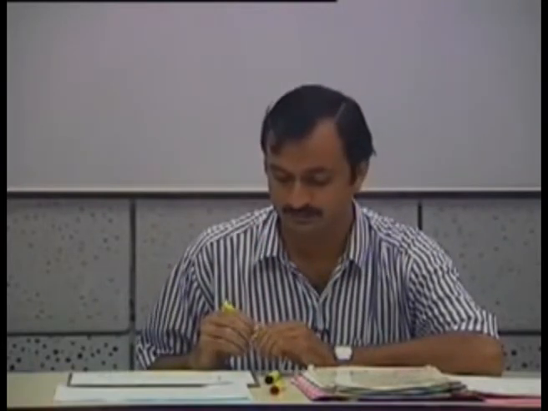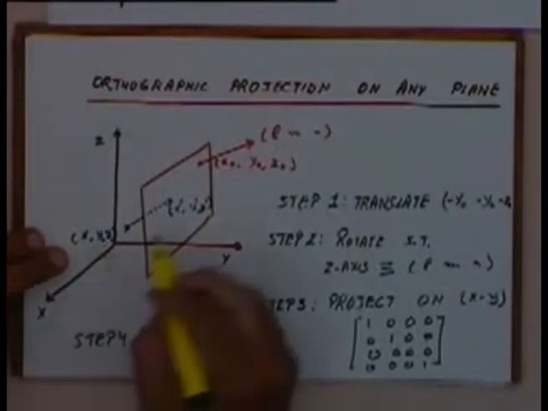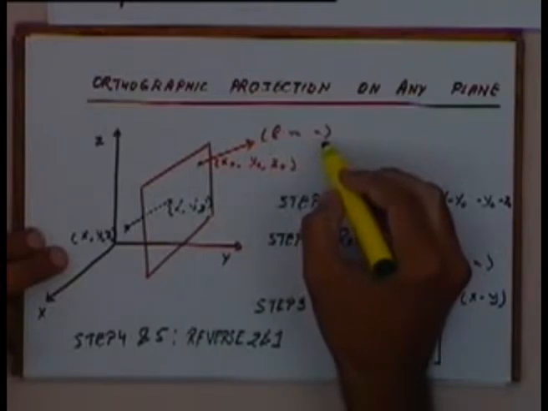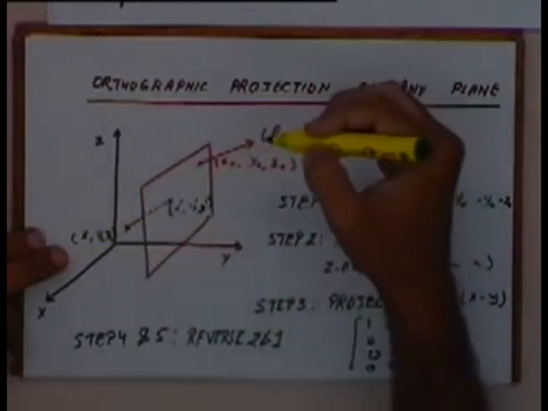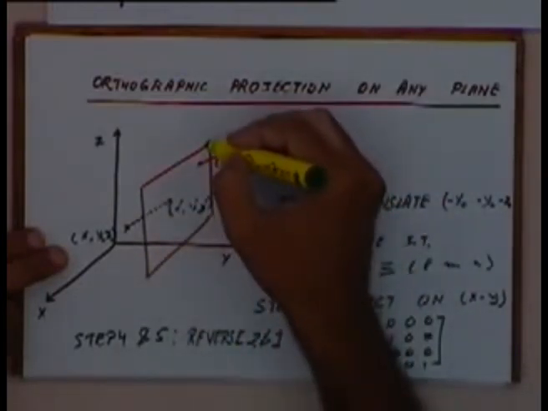Is that alright? All these transformations are being done on the point xyz with the direction cosines LMN. The point is xyz. LMN is the direction of the projecting lines. LMN is the normal vector for the projecting plane.